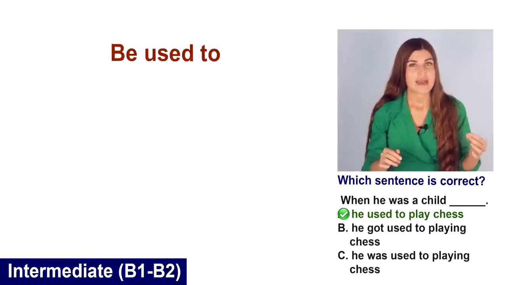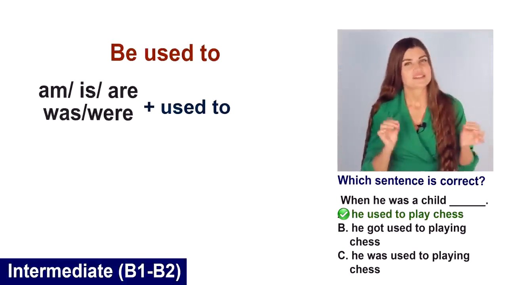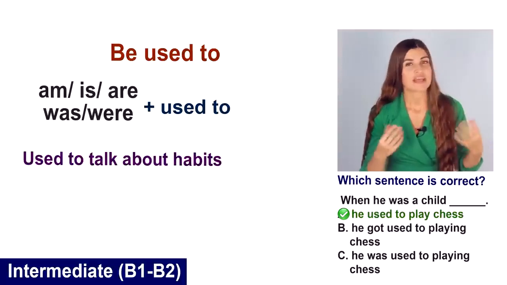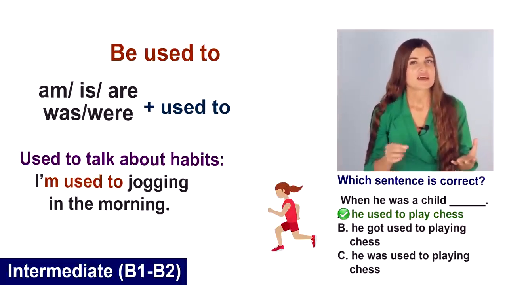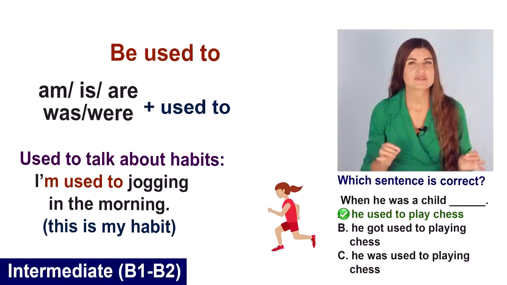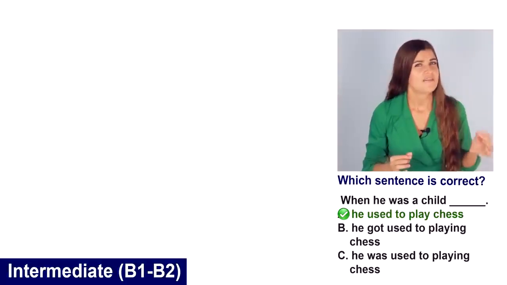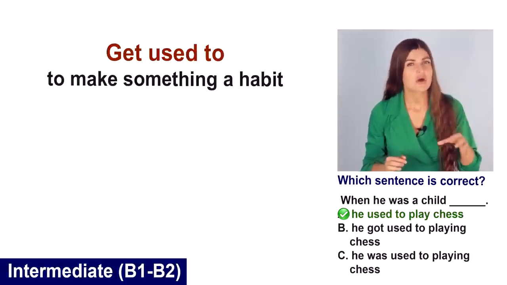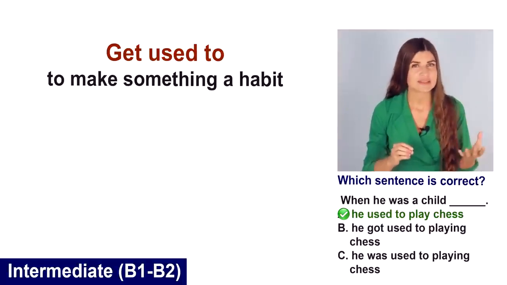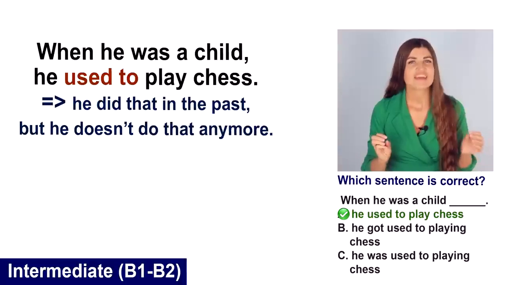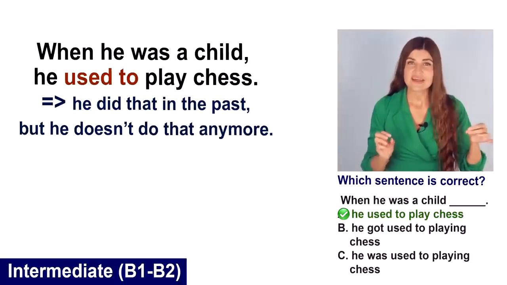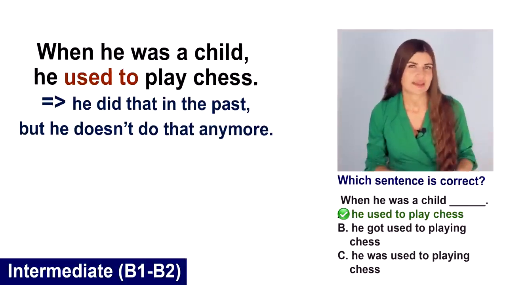There is another structure. Be used to. Am, is, are, was, were plus used to, which is used to talk about habits. For example, I'm used to jogging in the morning, which means this is my habit. In this case, we use the verb with ing. I'm used to jogging in the morning. Finally, the structure get used to also means to make something a habit. And again, the structure is get used to plus a verb plus ing. When he was a child, he used to play chess. He did that in the past, but he doesn't do that anymore.